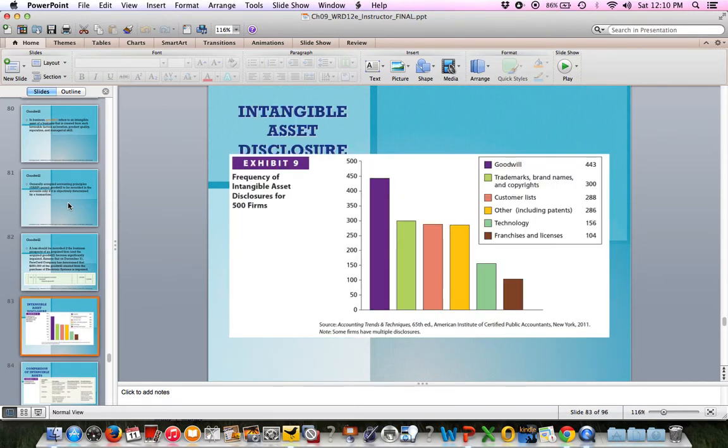So, intangible asset disclosure. Basically this is saying that for a 500 firm survey that was taken, how many different kinds of firms had what kind of intangible assets on the books. Almost all had goodwill, right? A lot had trademarks, brand names, copyrights, customer lists is another one. So there's all kinds of examples of intangibles that are on the books of companies.